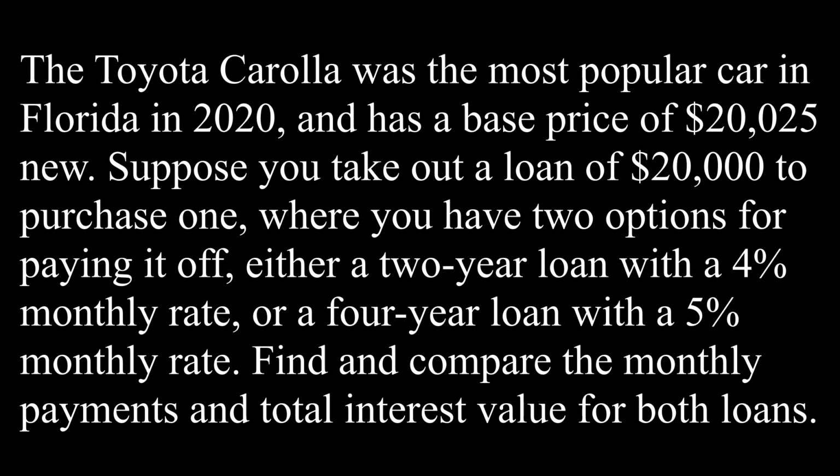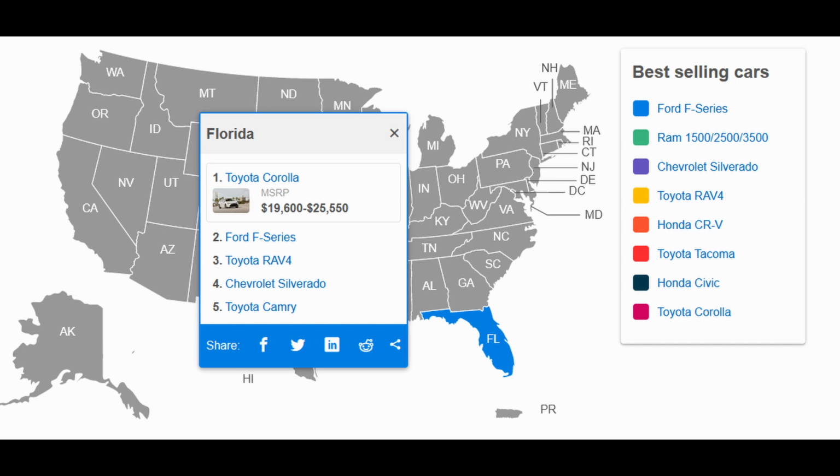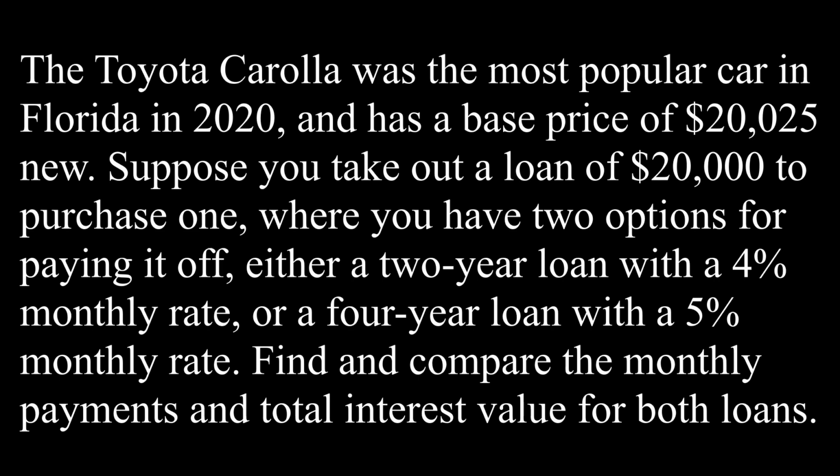For our example, we have that the Toyota Corolla was the most popular car in Florida in 2020 and has a base price of $20,025 new. Suppose you take out a loan of $20,000 to purchase one, where you have two options of paying it off, either a 2-year loan with 4% monthly interest or a 4-year loan with 5% monthly interest.